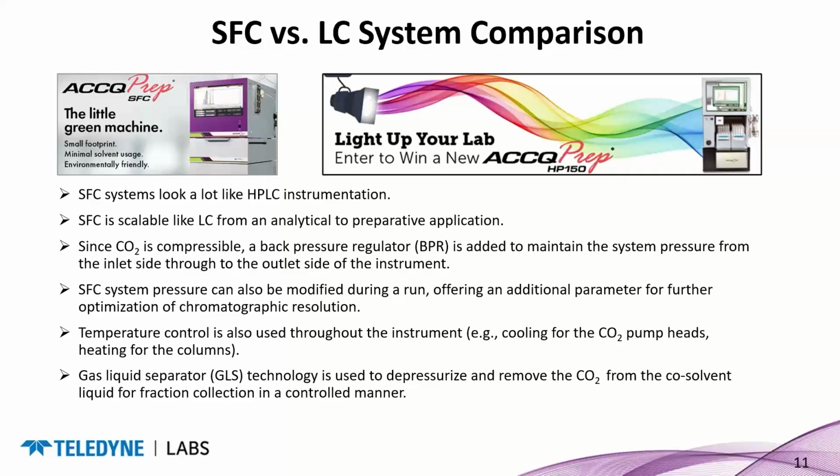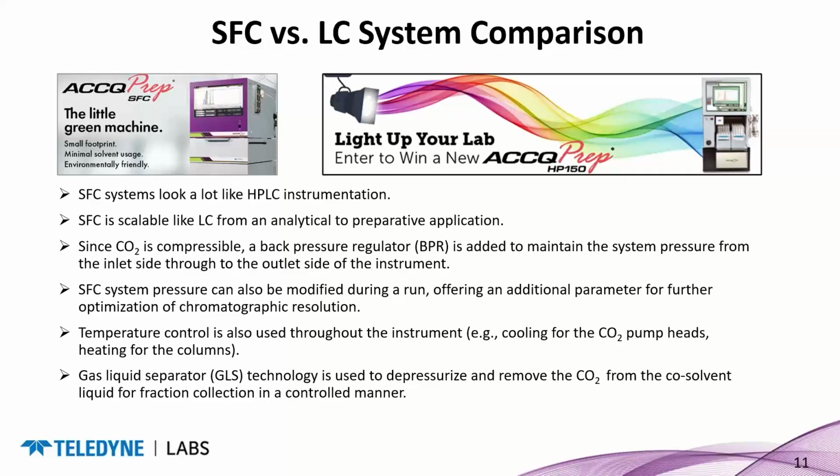Temperature control is also a requirement, especially on the front end when you're bringing the carbon dioxide into the CO2 pump heads. You've got to keep those pump heads cool because they'll generate heat as you're pumping the CO2. Generally, we like to heat the column itself, and on the AccuPrep SFC, that's done with a column oven, the middle module in the picture shown, which also has a column selector for up to 6 prep columns.